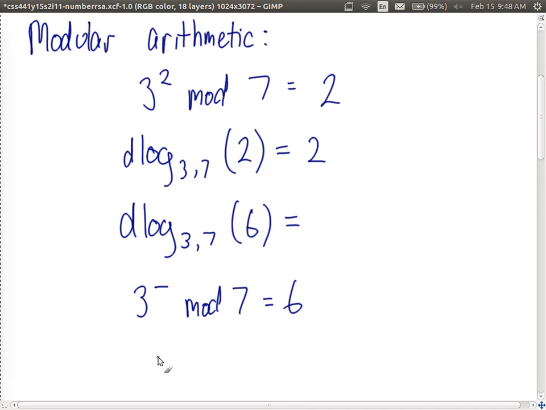3 to the power of 3. 3 to the power of 3 is 27. 27 mod 7, the remainder is 6. So the something, the exponent, is 3 there. Therefore, the discrete log of 6 in base 3 mod 7 is 3. So that's how we think of discrete log. Any questions on logarithms?